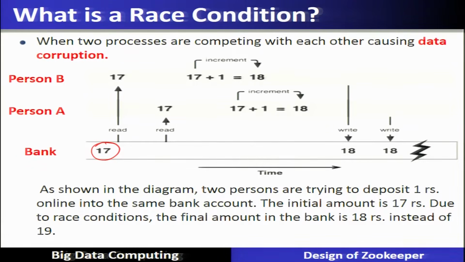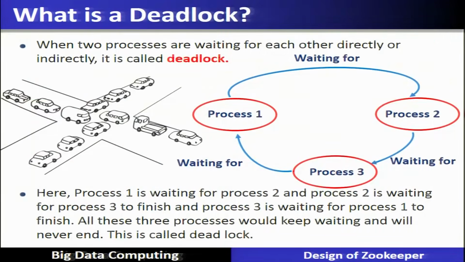Because multiple servers, multiple systems, are trying to access or run the same service, a race condition may be a possibility, and the coordination service has to be such that a race condition should not occur. Another problem is deadlock.